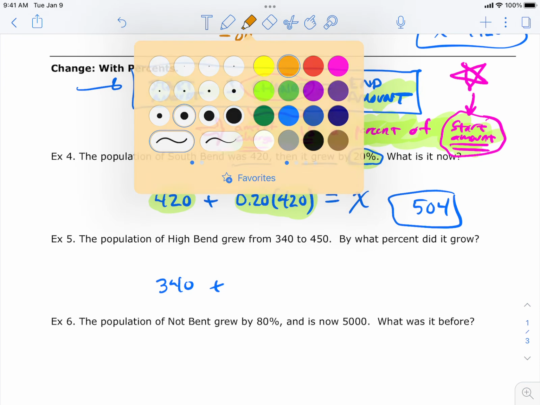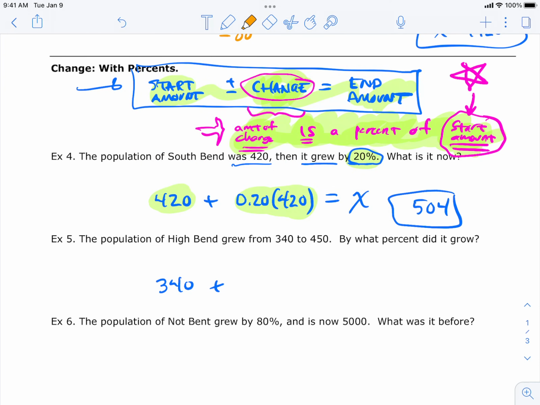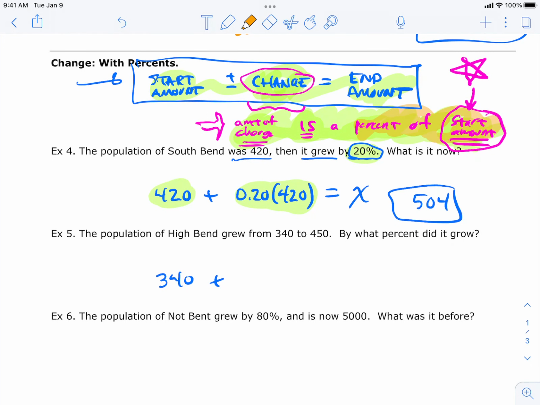The change is a percent of the starting amount. So that means that the percent, I don't know what the percent is, but it has to be multiplied by the starting amount. This is a decimal, of course. In the equation, percents are decimals, but anyway, some decimal times 340, and that will be the ending amount, which is the 450 here. Okay, so there's your formula for this one.